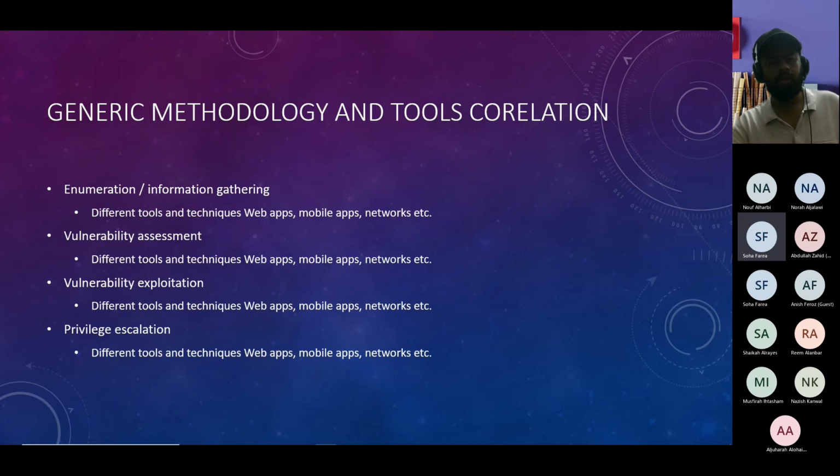Yes, one question. So for vulnerability exploitation, is it similar to an ethical hacker when a hacker tries to exploit a vulnerability?